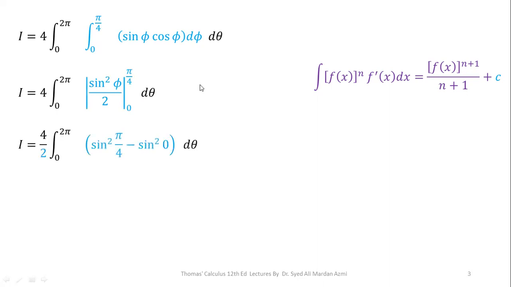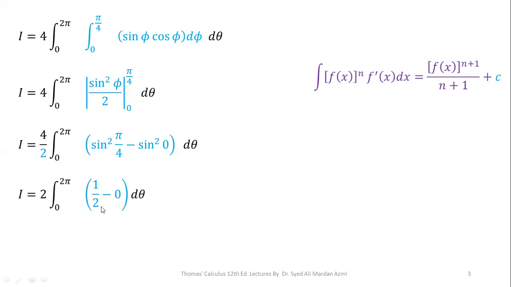In the next step, applying the limits, upper limit minus lower limit. For upper limit, we have replaced phi with pi by 4. And for lower limit, we have replaced phi with 0. And in this step, I have taken 2 outside, so it becomes 2 here. Now, sine pi by 4 whole square is 1 by 2. Minus sine of 0 whole square is 0. You can easily calculate from your calculator. Sine 45 whole square and sine 0 whole square.